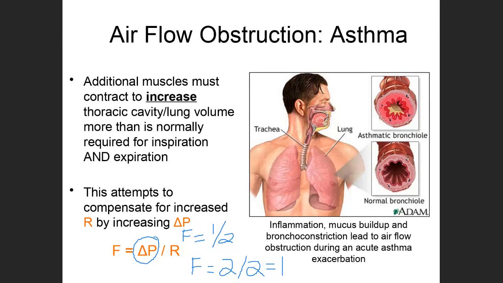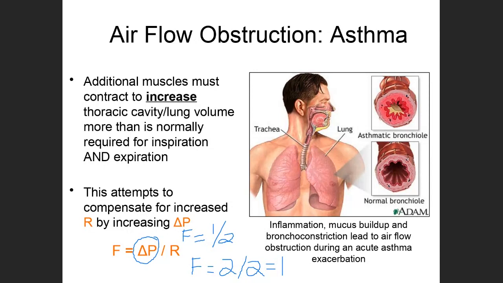The flip side of that is when they exhale, they need to again create a difference in pressure that's larger than normal. So that means they're going to have to really put pressure on the thoracic cavity using muscles to decrease the volume of the thoracic cavity and lungs more than they normally would have to, so that they can increase the pressure in the lungs more than they would normally have to push air out.